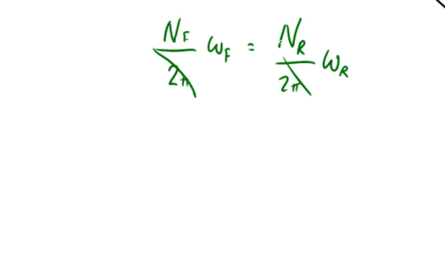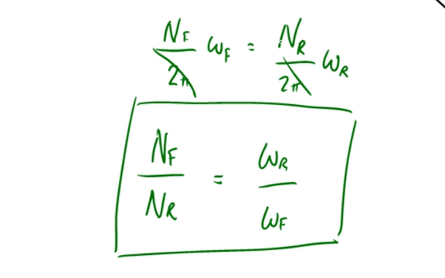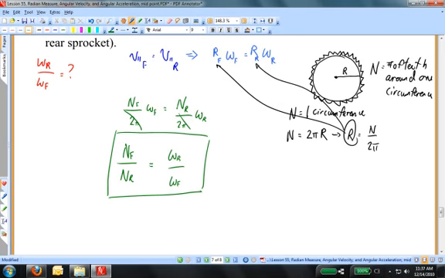Let's put that together. I have a relationship that says the ratio of the angular speeds is going to be equal to the ratio of the number of teeth. But notice where the subscripts are. Omega rear divided by omega front is equal to n front divided by n rear. So what does this mean? What this means is that the number of turns in the front and the number of turns of the wheel in the rear are going to be related by these teeth ratio.